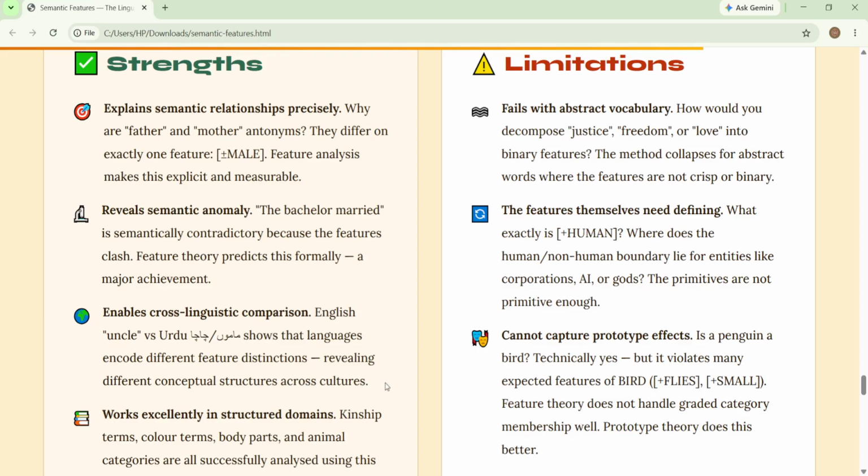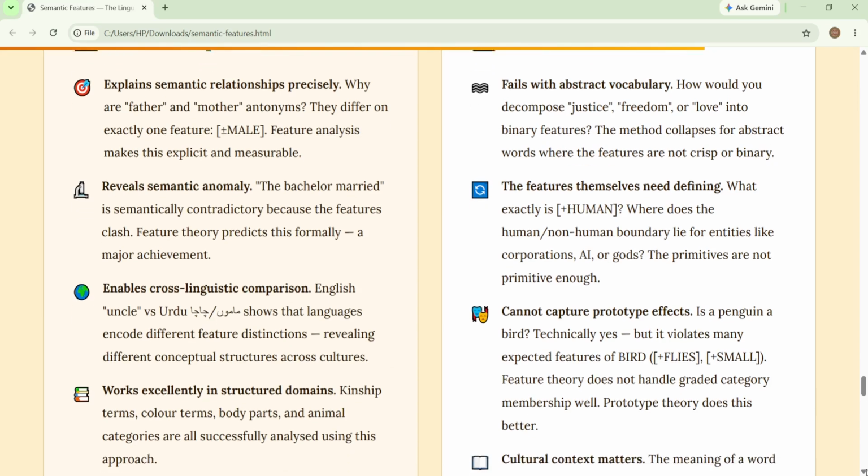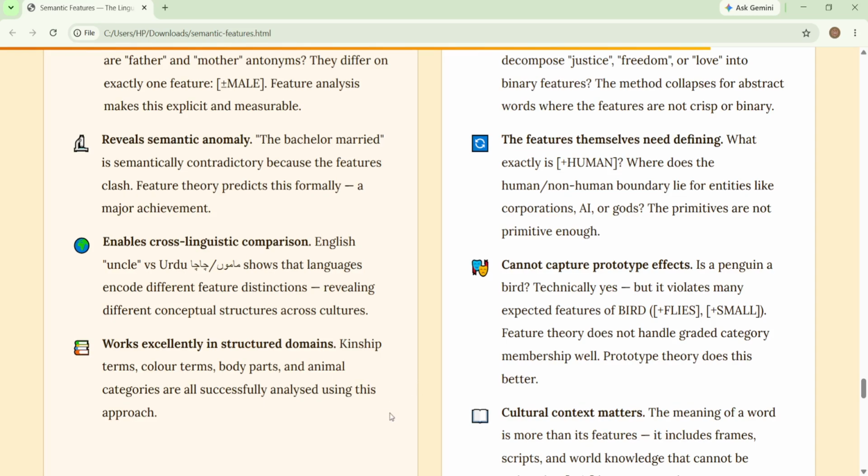The other one is that it enables cross-linguistic comparison. English uncle versus Urdu chacha and mamu shows that languages encode different feature distinctions, revealing different conceptual structures across cultures. The other one is that it works excellently in structural domains. Kinship terms, color terms, body parts, and animal categories are all successfully analyzed using this approach.